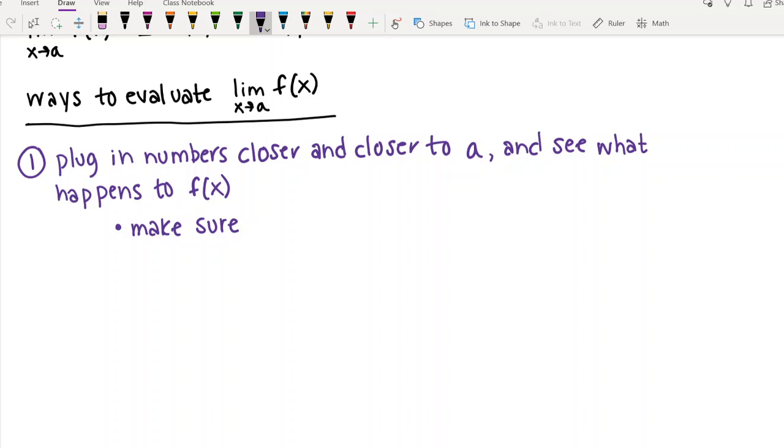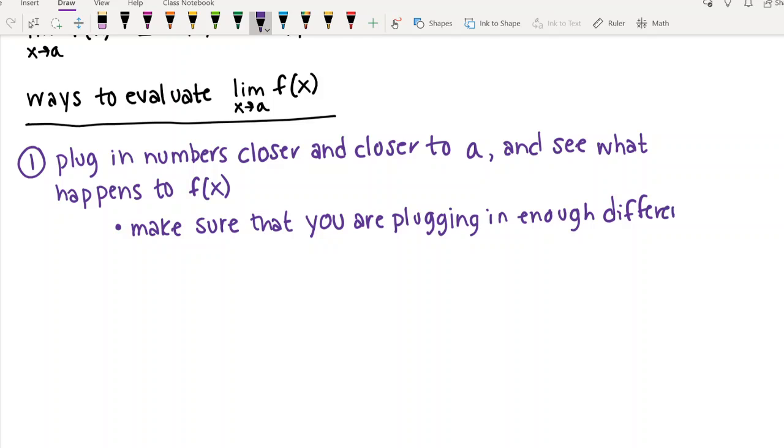So make sure that you are plugging in enough different numbers to observe a trend in your outputs.